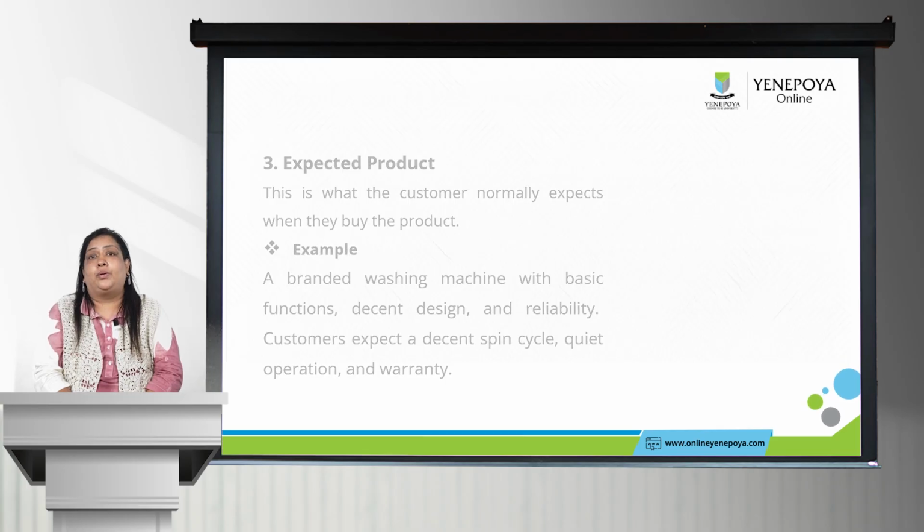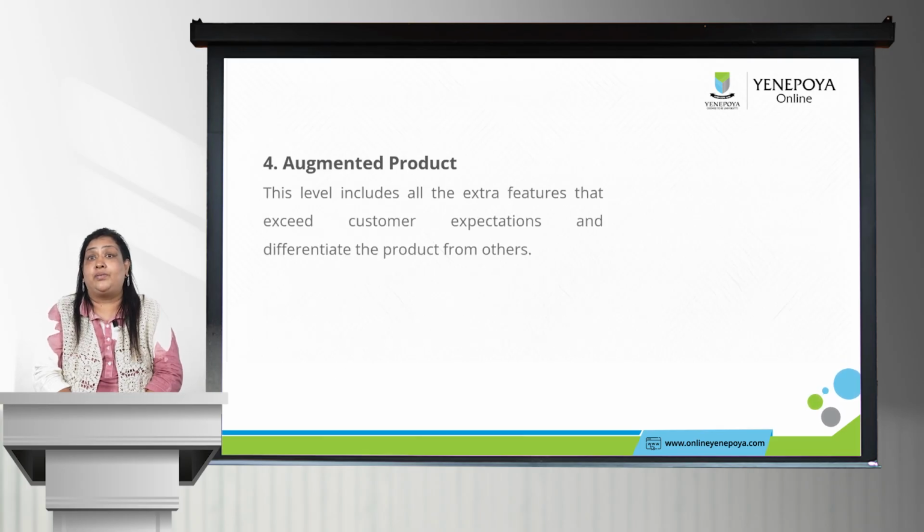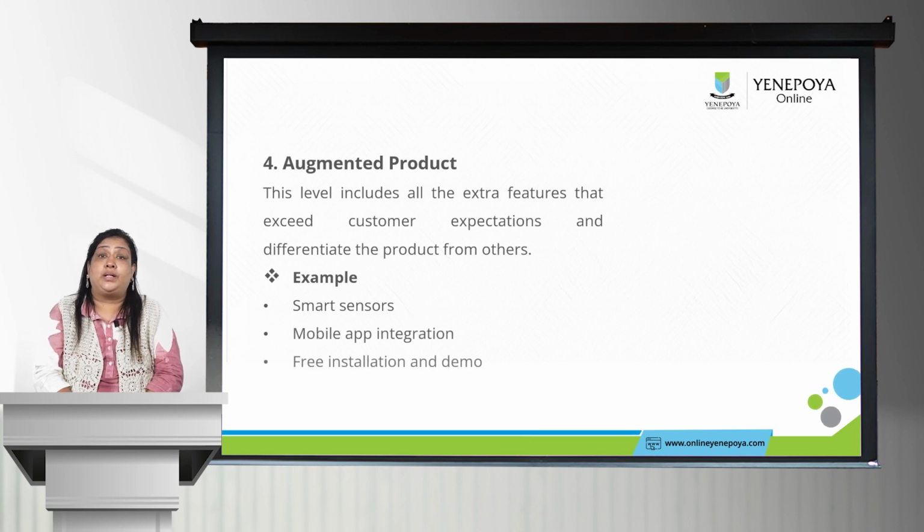And the fourth is augmented product. This level includes all the extra features that exceed customer expectations and differentiate the product from others. Example, a washing machine that has smart sensors, mobile app integration, free installation and demo, and a 10 year motor warranty. These added services are where brands compete heavily.